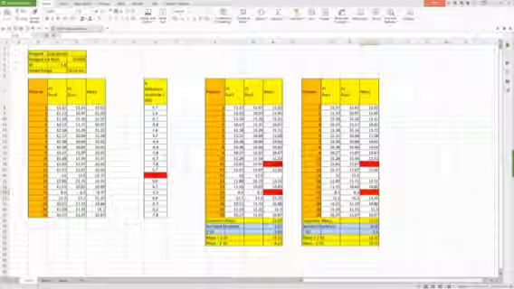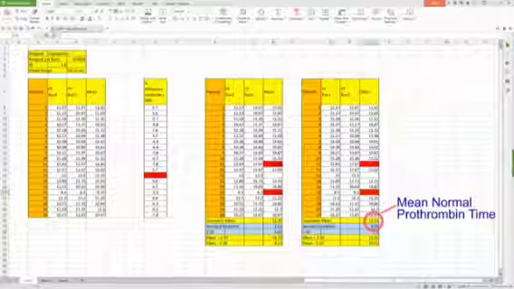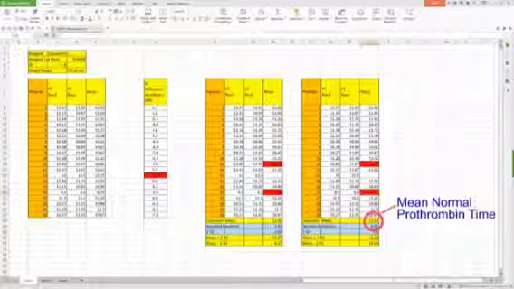In our example, these values are 16.45 and 8.15. 16.45 is greater than 14.27 and 8.15 is lesser than 8.23. Calculate the new geometric mean with the inliers. It comes out to be 11.22, and this is the mean normal prothrombin time for this lot of thromboplastin.